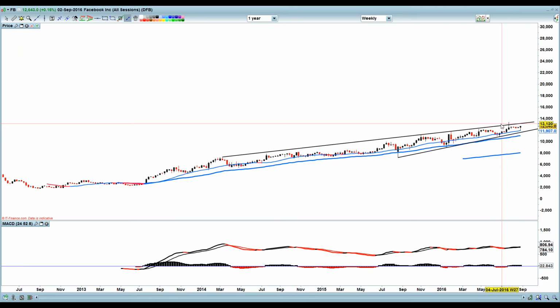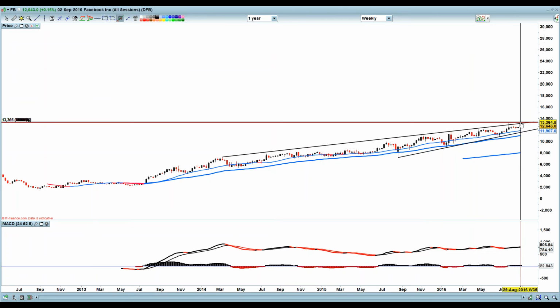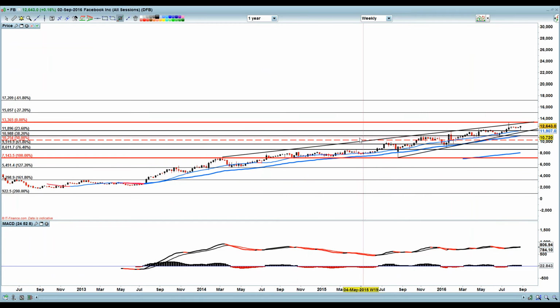We start closing above 130, and that could run to 150. Let's see, this is the last big move. Yeah, 150.57. So we've got the potential if we can push up and close above 130.30, then I think we could see 150 plus.